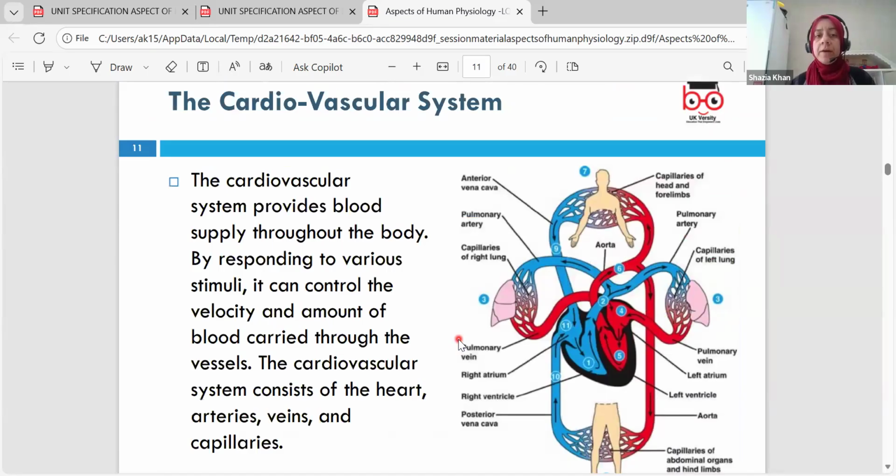The cardiovascular system, that's another system. So we're talking different systems within the body. This system, we've talked about the nervous system, the digestive system, now the cardiovascular system. It provides blood supply throughout the body, and this is by responding to various stimuli, and it controls the velocity, the amount of blood that's carried through the vessels.